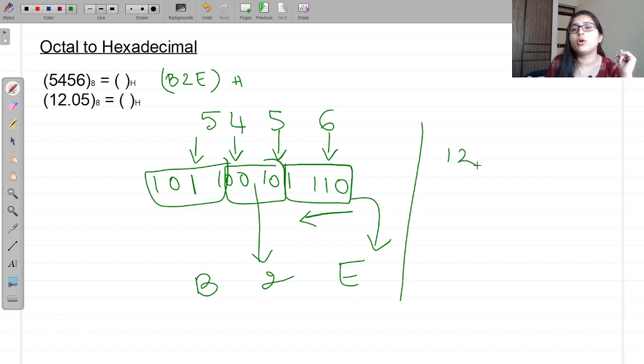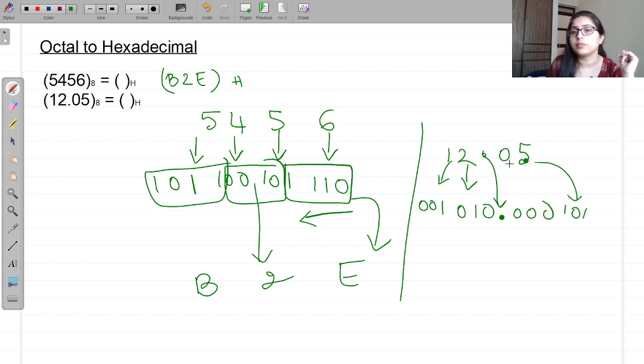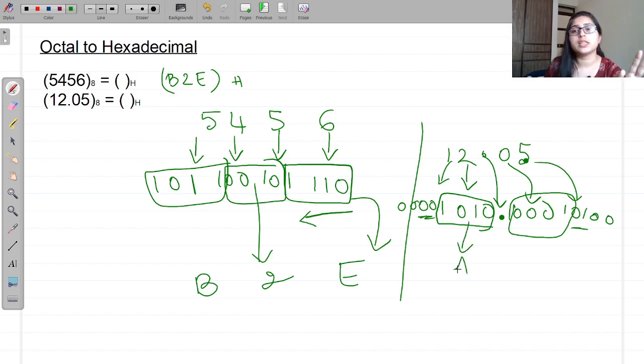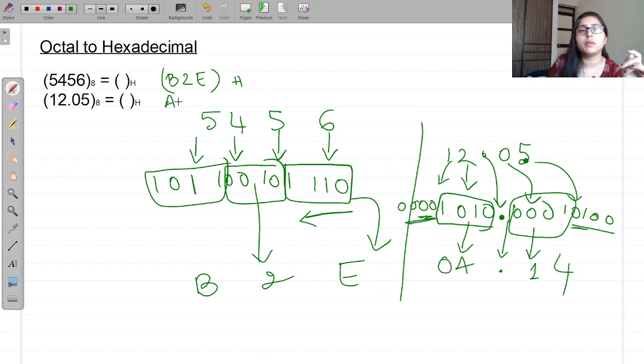Take this, 12.05. Once again write this 010, this is 001. Now carry this point. Now 000, this is 101. Now again group it away from the binary point. Why I am taking this is, see here, now we are not able to group it into 4 bits. Now what you are going to do? You can add zeros to the left here and to the right here. It doesn't make any difference. So this is A, this is 1, this binary point is carried as it is. This is 4, this is 0. So this is A.14H.